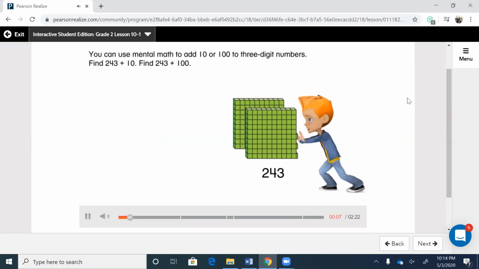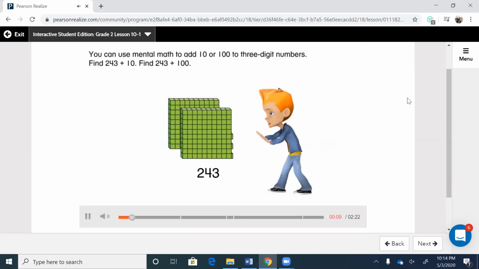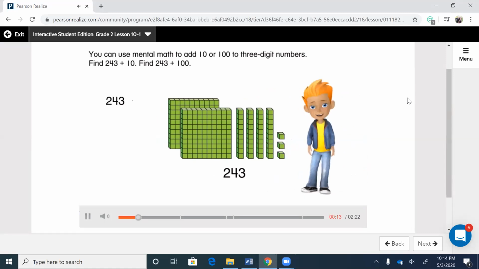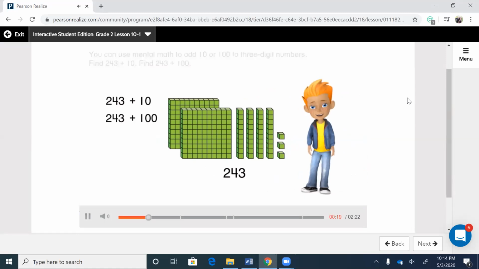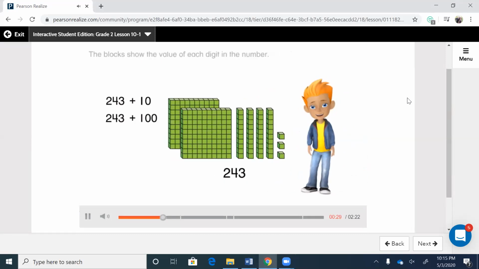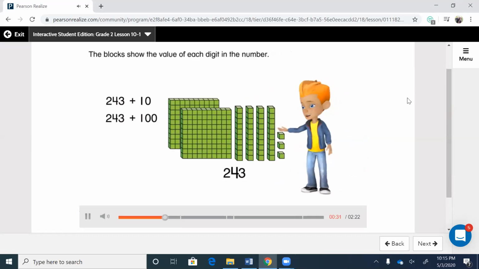You can use mental math to add 10 or 100 to 3-digit numbers. Find 243 plus 10. Find 243 plus 100. Those are some big blocks. How do the blocks help you understand the number 243? The blocks show the value of each digit in the number.